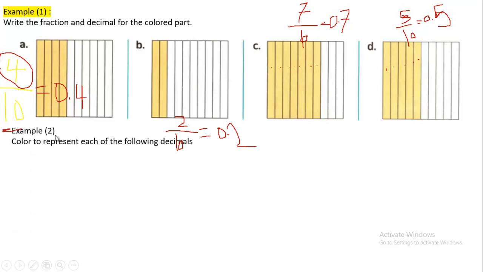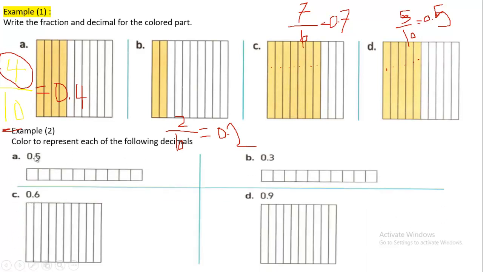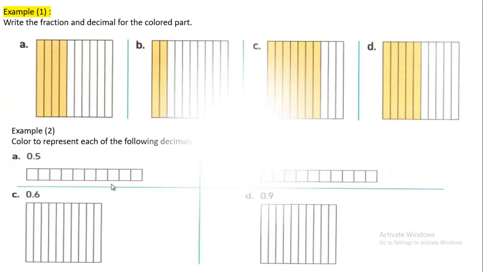Example number 2: color to represent the following decimals. Number A is 0.5, which is equal to 5 tenths. 5 tenths is 10 equal parts with 5 colored parts. And then number B, number C, number D, and number E.